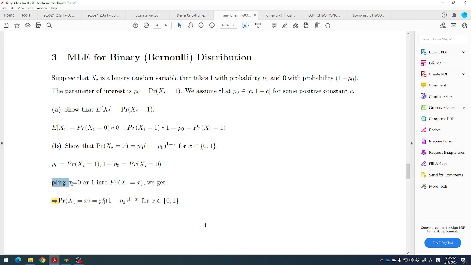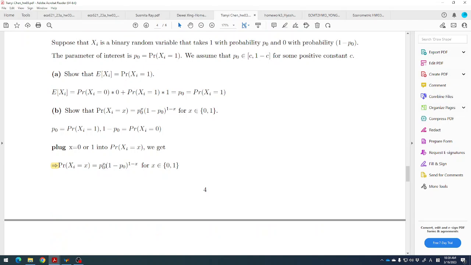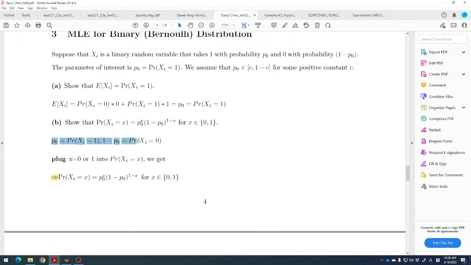Again, I understand. Yes, plug x equals 0 or 1 into this and we get the result, but you have to write something more, right? When I read this answer, my feeling is that it has 3 lines.